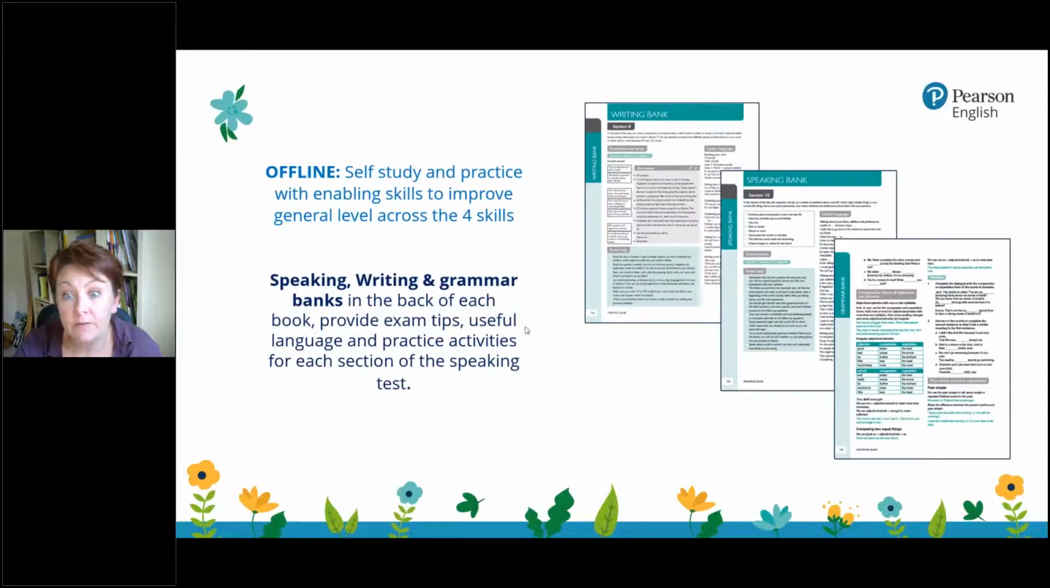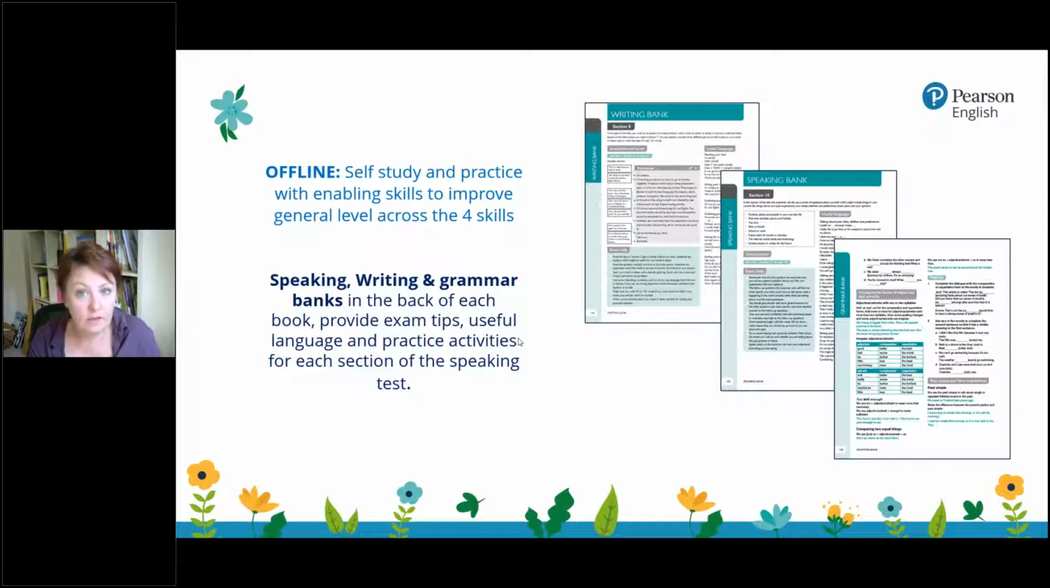And then tests 3 to 5 are clean tests where they just get to practice. So again, still talking about the offline and all of that deep nitty-gritty work that they need to do. Each of the levels has lots of extra information in the back of the book to support the students.